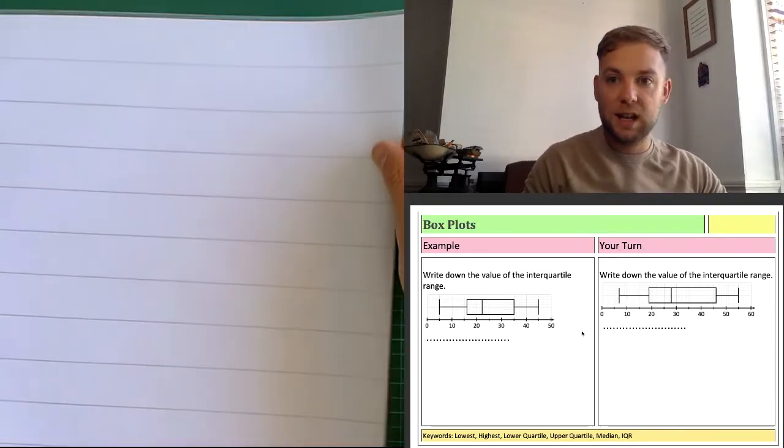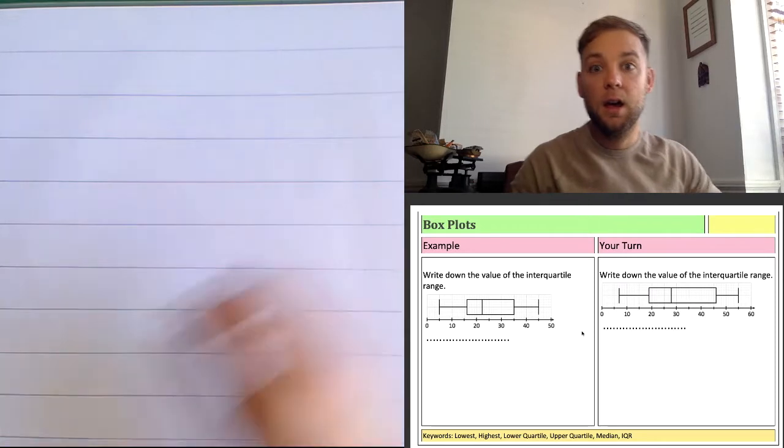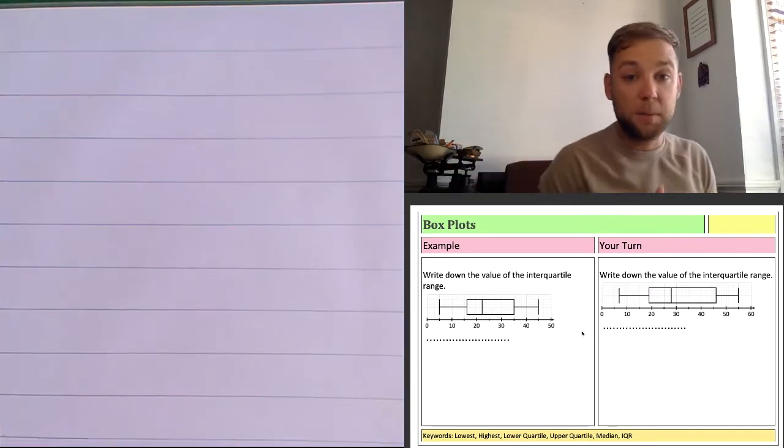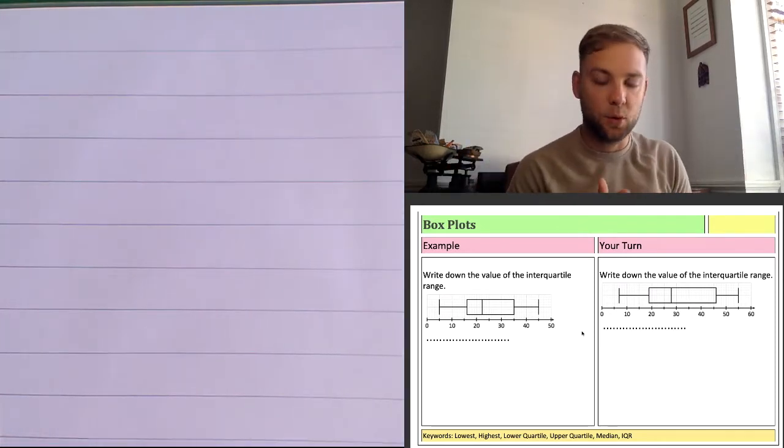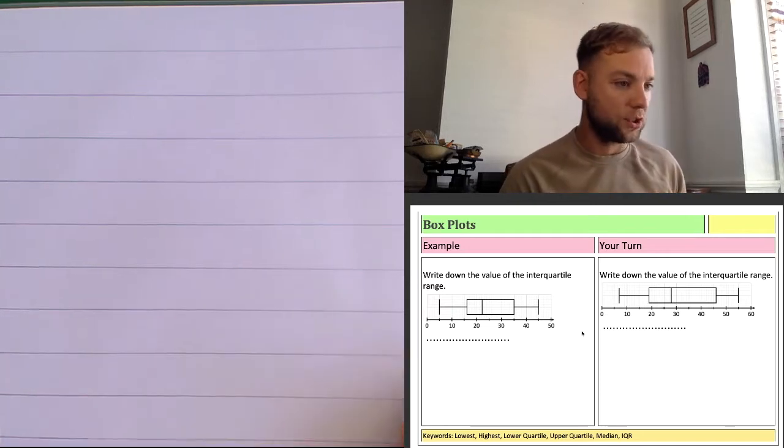Now, if you've seen the quartiles video, then you might already know what the interquartile range is. But let's just have a little think about what that is before we start this.